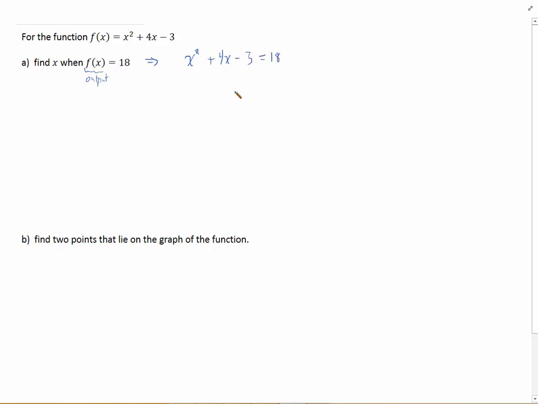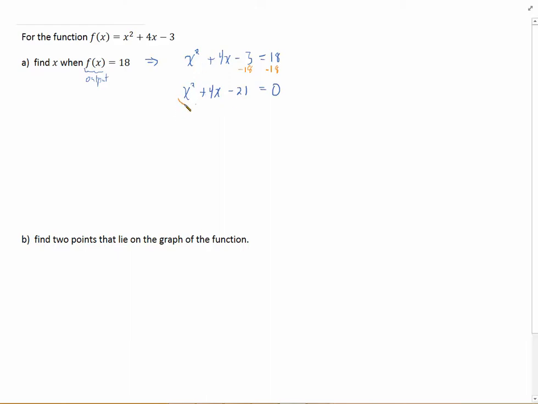So we want to solve this equation, and it's a quadratic equation, since I see that x squared, or whichever variable we're working with, I see that variable squared. All right, so to solve this equation, our general technique is first, let's get one side equal to 0. So I'll subtract 18, yielding x squared plus 4x minus 21 is equal to 0.